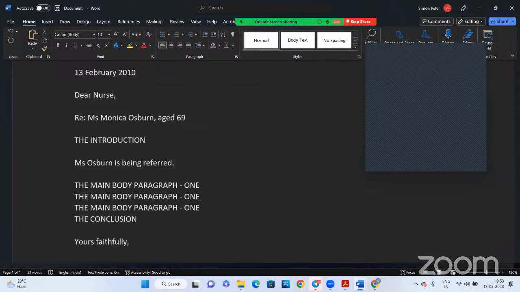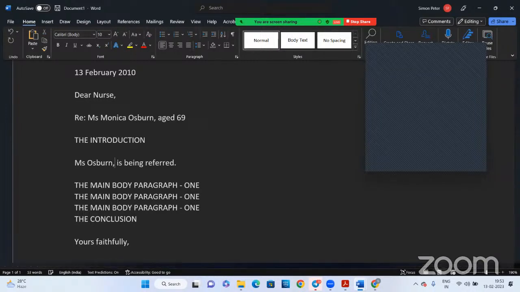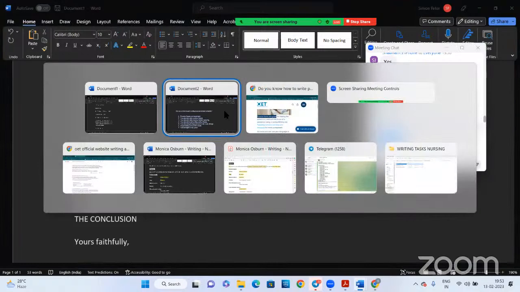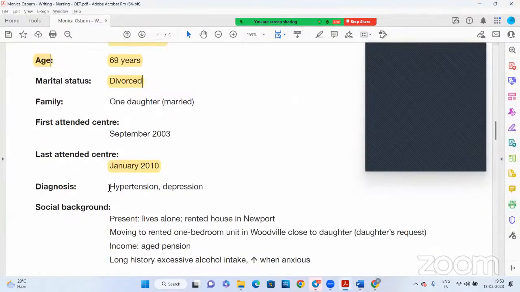Right. Miss Osborn is being referred. Now who is Miss Osborn? Right. Now let us see here. Miss Osborn, who was diagnosed with hypertension and depression. Right, this is one point. This is the diagnosis long back.